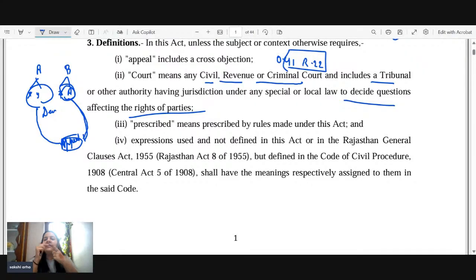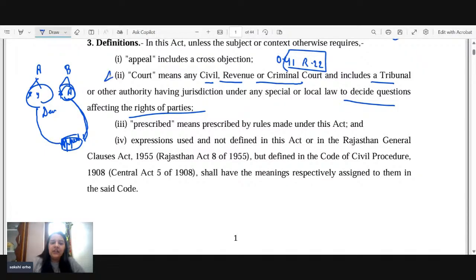So civil courts, revenue courts, criminal courts. This is a very important term, criminal court, because generally हम सोचते हैं कि civil court ही होगा because the word suit is used here. But सूट से पहले court fees word भी use है. So that is why criminal courts are also included here, and also any tribunal or other authority which decides the rights of parties. ऐसी कोई भी अथॉरिटी जो पार्टीज के राइट्स को डिसाइड करती है, उसके सामने आपको क्या फीस देनी है to present your plea, that is also decided under this Act.